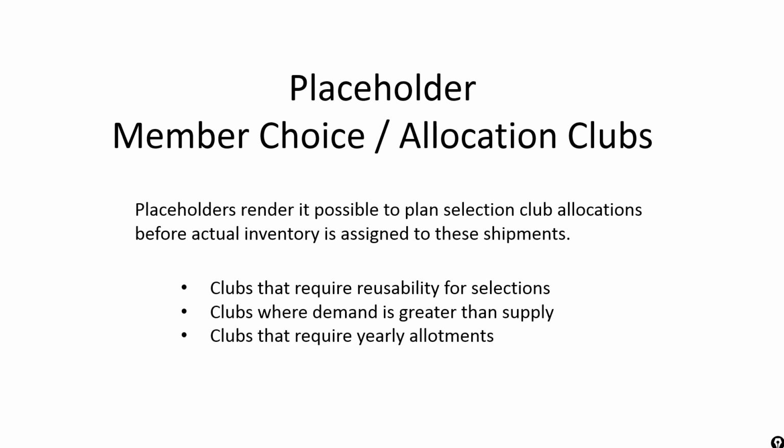where you have yearly allotments, where there are some clubs where when you join, you will plan out an entire year's worth of allotments. Loyalty clubs and sommelier-based clubs. All of these can be using the placeholder technique, which I will now show you.